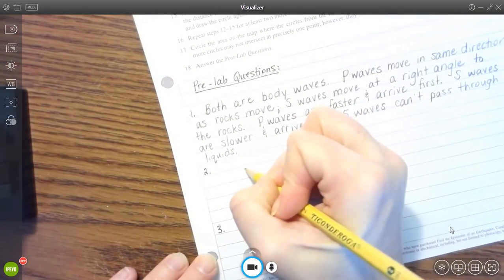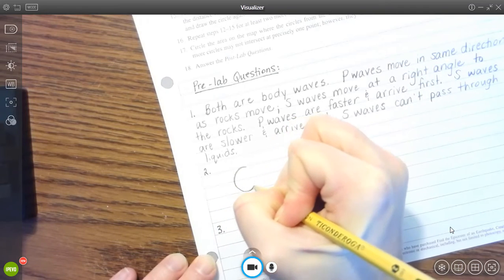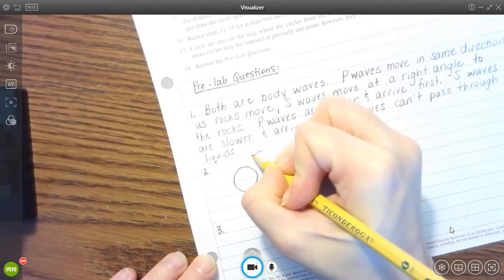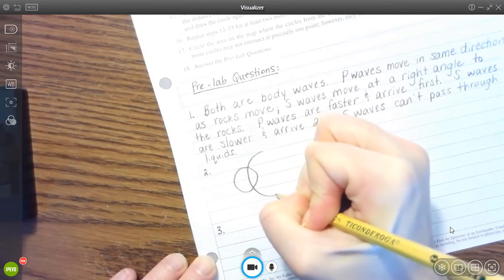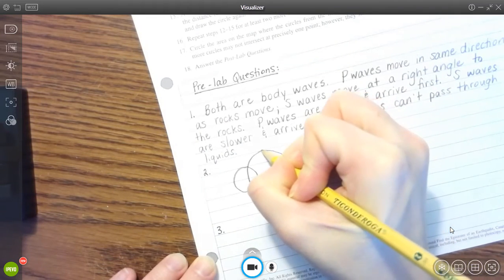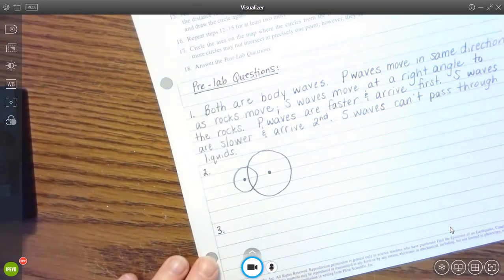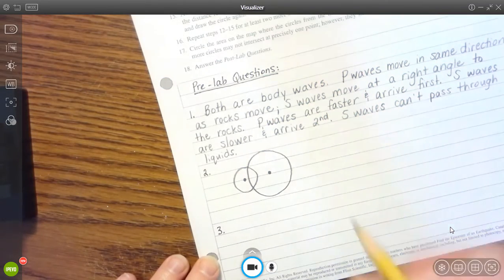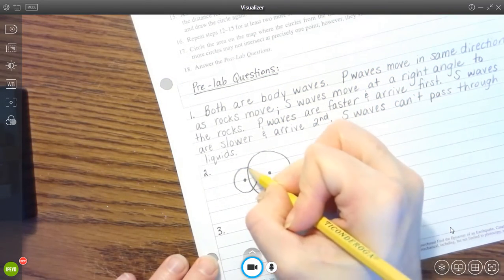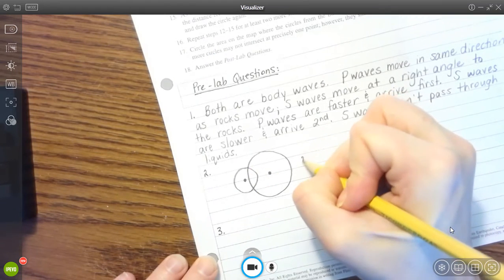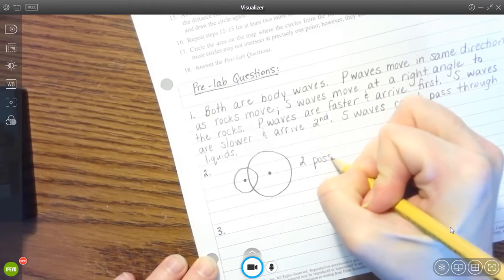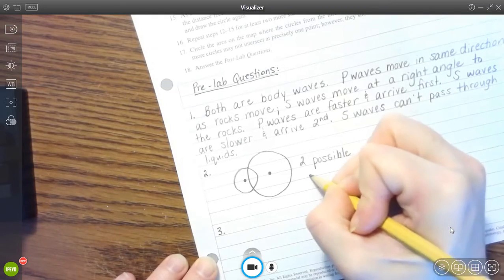If we draw 2 intersecting circles, and I'm going to make them different sizes because the earthquake would have traveled different distances to different stations. So here's one, here's the other. How many points of intersection do we get? We get 2. There's one here and there's one here. So with 2 circles, you get 2 possible points.